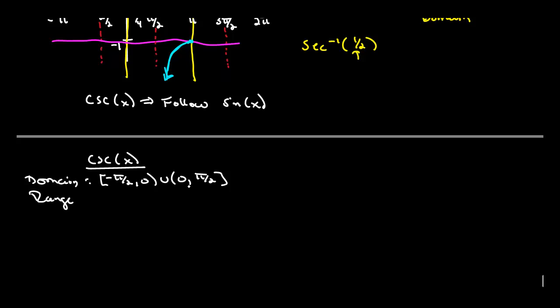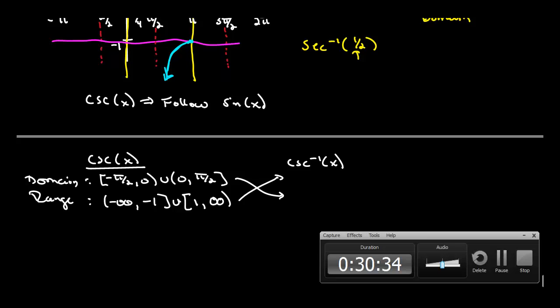Of course, the range of this is the same as the range up here that we had because we get the same type of graph that spits out. So from negative infinity to negative 1, union from 1 to infinity like that. So that means that the arc cosecant, or cosecant's inverse, its domain is this guy, and its range is this guy.